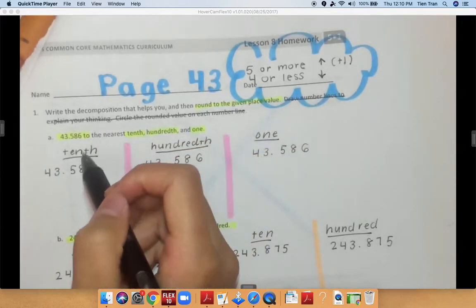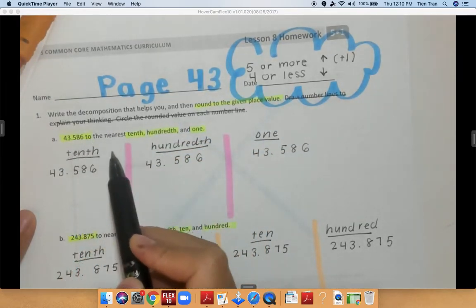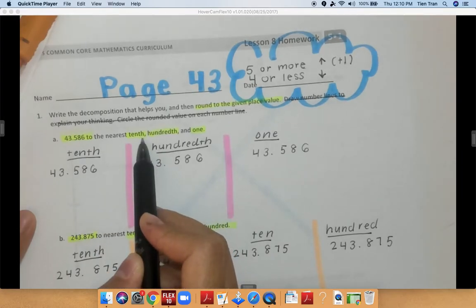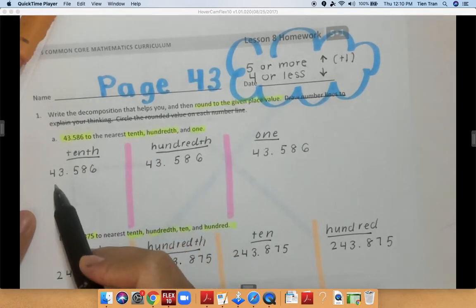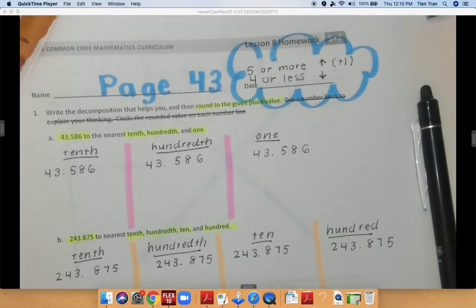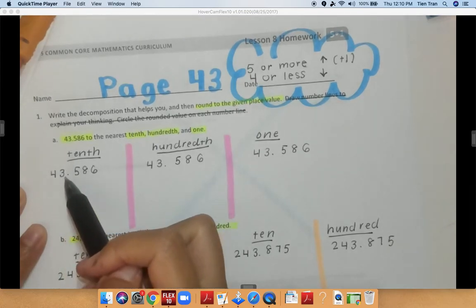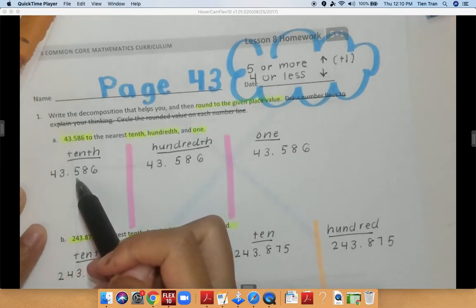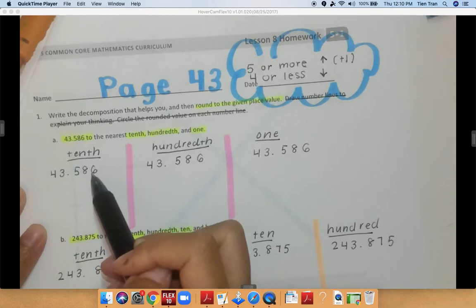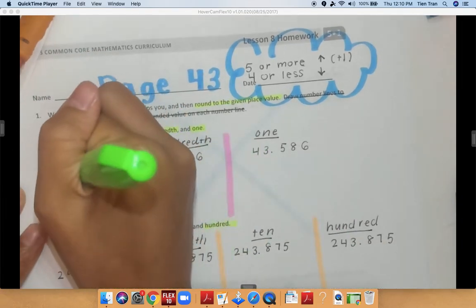So the first number we have here is 43 and 586 thousandths. The first thing they want us to do is round to the nearest tenth. Okay, so we're looking right here which one is our nearest tenth. I'm going to highlight it. This is our tens, our ones, our tenths, hundredths, and thousandths. So this is our tenths place.